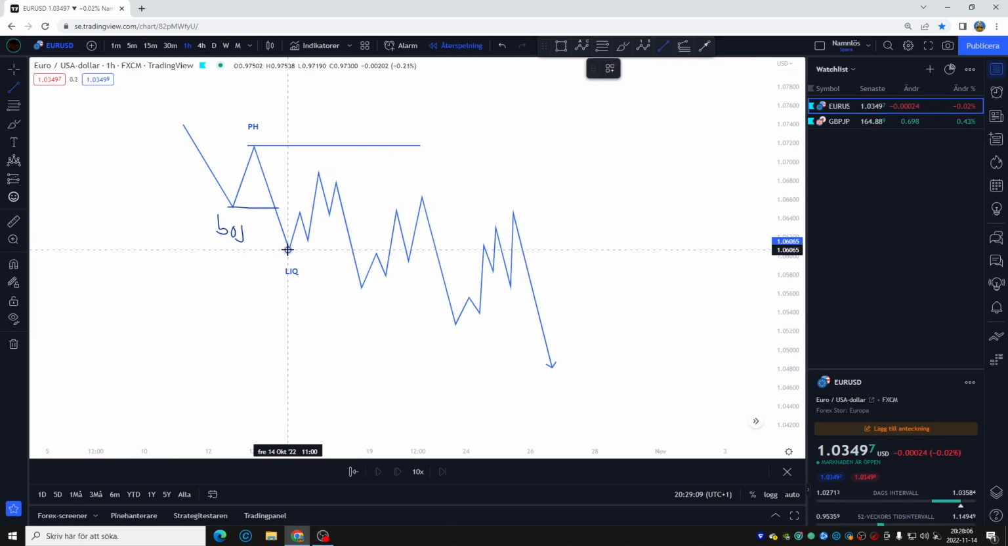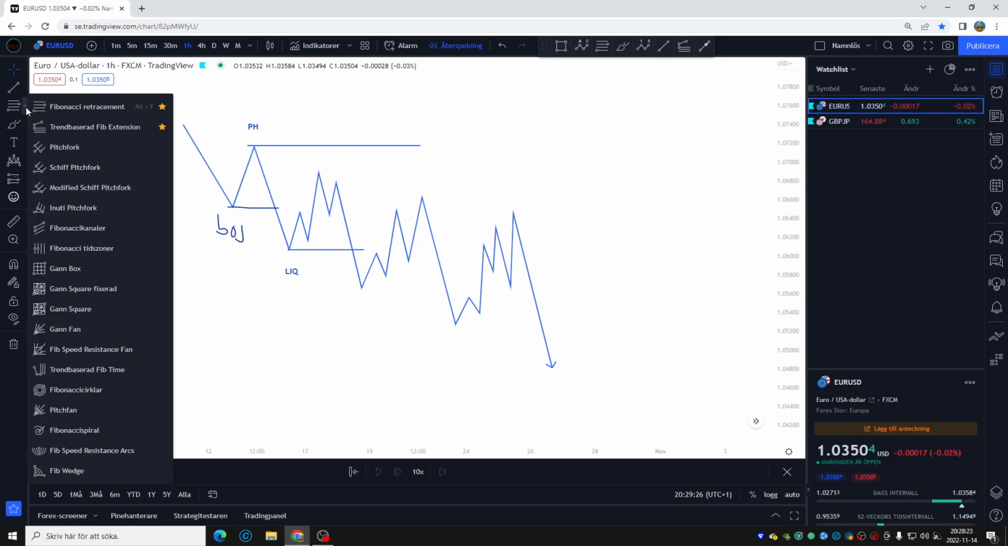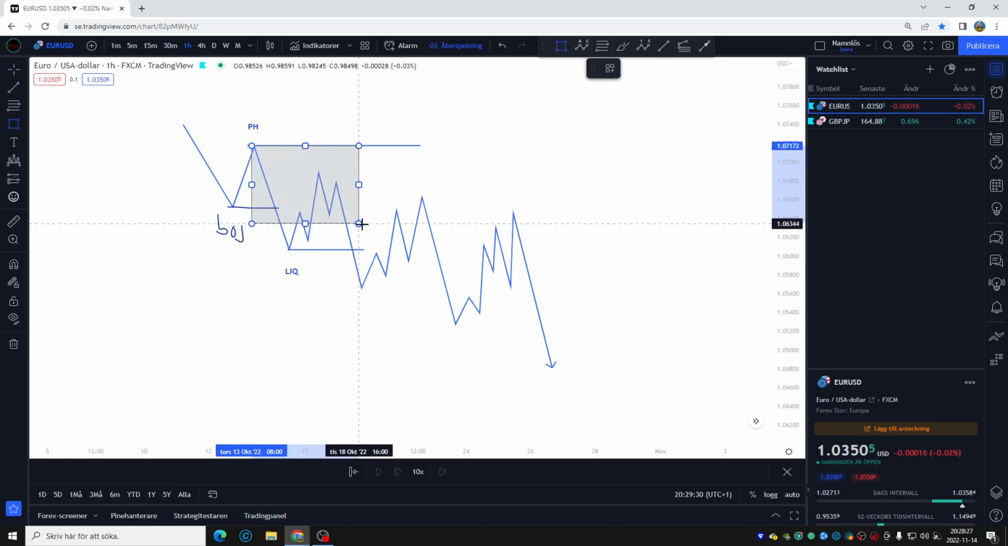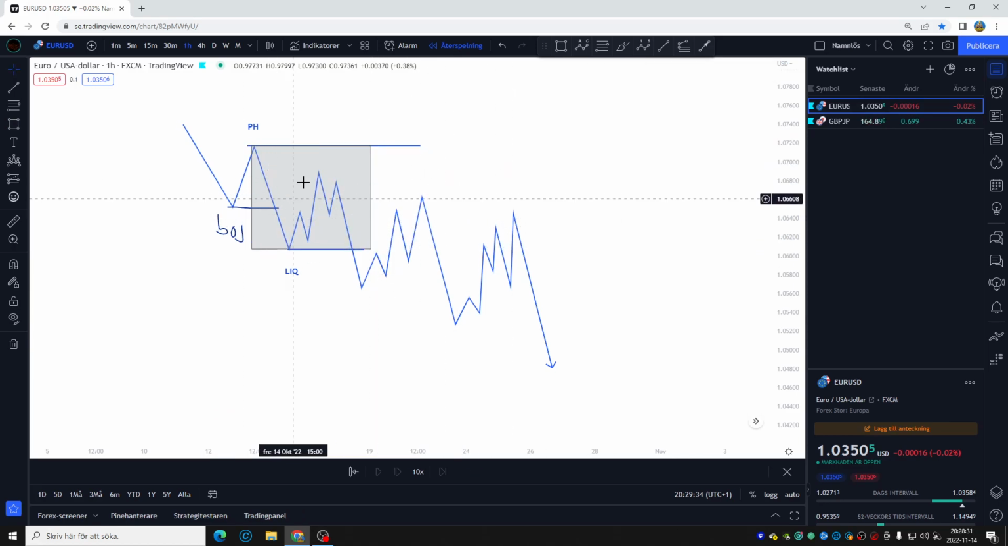For example, this is the protected high, this is the liquidity, we're coming up, and between those lines we think that this is inside structure in this case. Why? Because we're trading inside the 2 points. We're trading between the protected high and the liquidity.